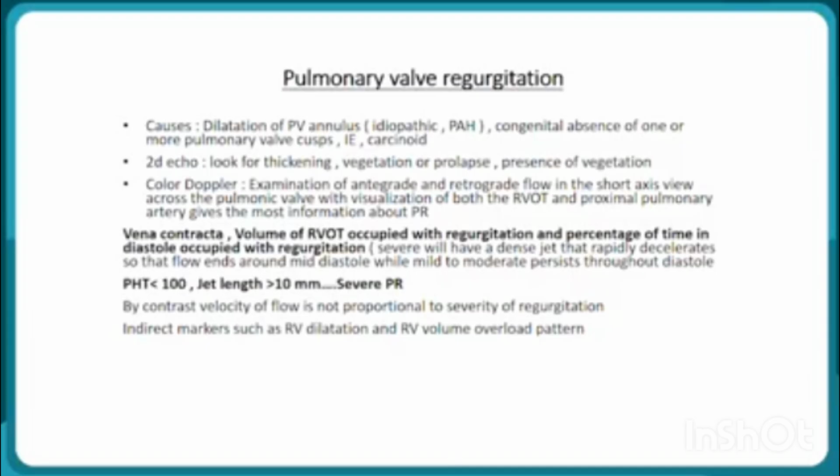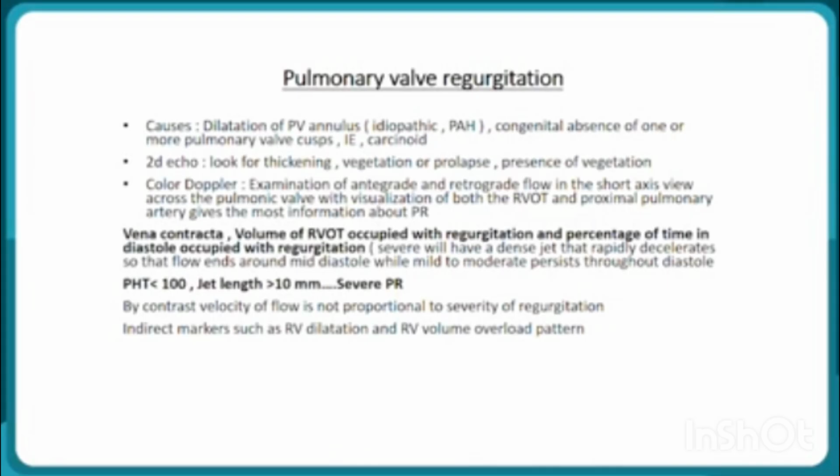Now moving on to pulmonary valve regurgitation. Causes include: the most common cause is dilatation of the pulmonary valve annulus, that is secondary PR. It can be idiopathic as well as due to pulmonary arterial hypertension, or it can be due to congenital absence of one or more pulmonary valve cusps, infective endocarditis, and carcinoid disease.